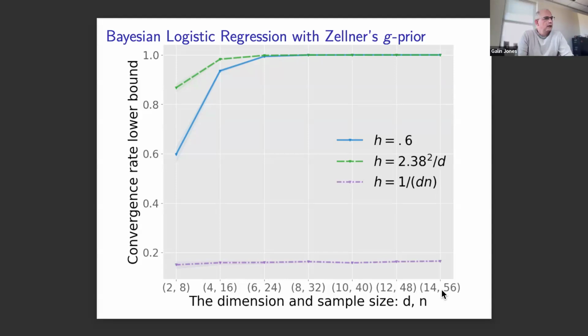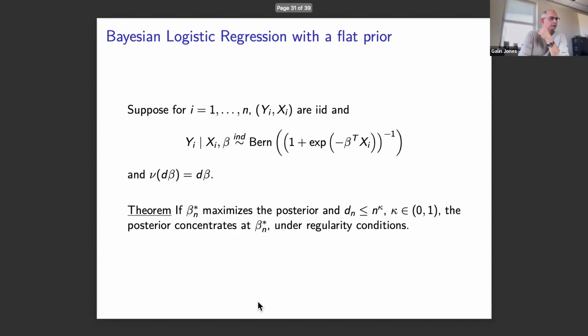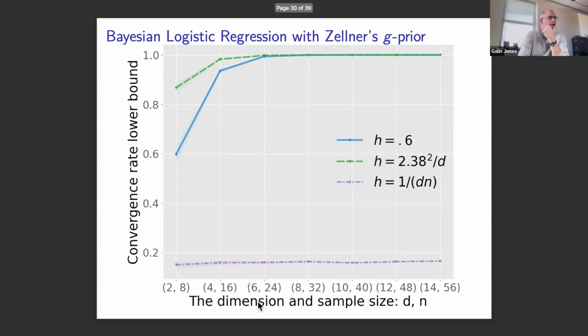If we pick a fixed scaling, like h equal to 0.6, then we get this blue solid curve here. And we can see that as soon as you hit dimension 6 and 24 observations, it's essentially not converging, right? The convergence rate lower bound is approximately 1.